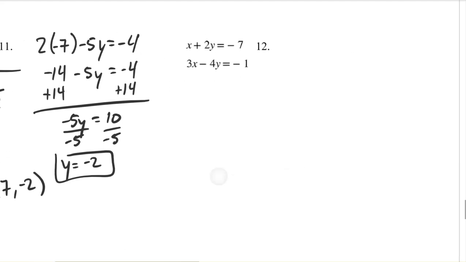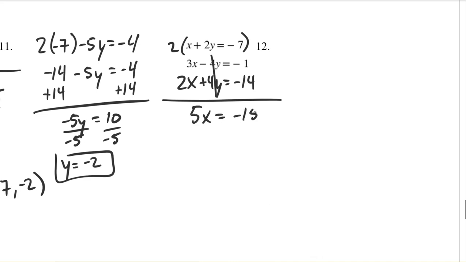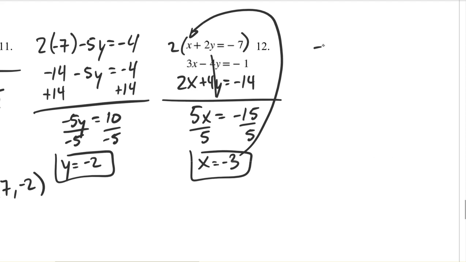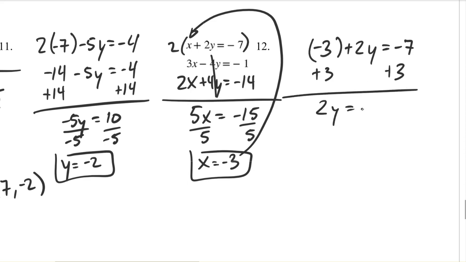Our next one, let's multiply this top equation by 2, and we get 2x plus 4y equals negative 14. That way our y's cancel, so we have 5x equals negative 15. Divide by 5. X equals negative 3. Substitute the negative 3 in. Negative 3 plus 2y equals negative 7. Add 3. 2y equals negative 4. Divide by 2. Y equals negative 2. Our solution, negative 3, negative 2.